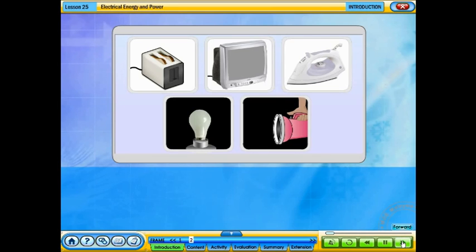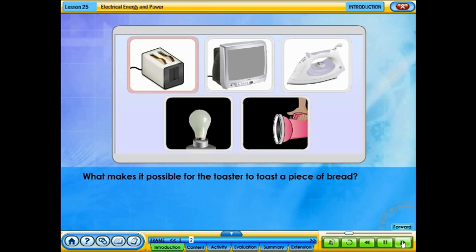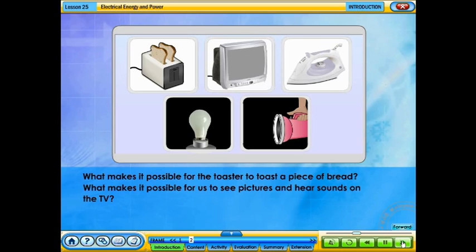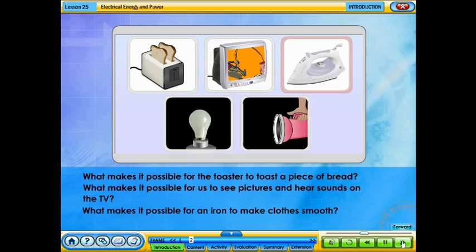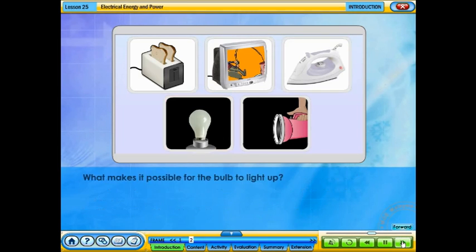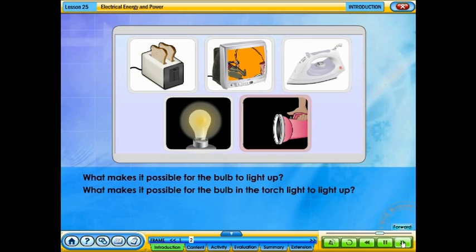Here are some examples of appliances that you can find at home. Can you name other appliances? What makes it possible for the toaster to toast a piece of bread? What makes it possible for us to see pictures and hear sounds on the TV? What makes it possible for an iron to make clothes smooth? What makes it possible for the bulb to light up? What makes it possible for the bulb in the torchlight to light up?